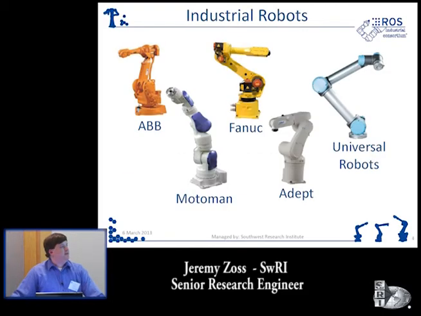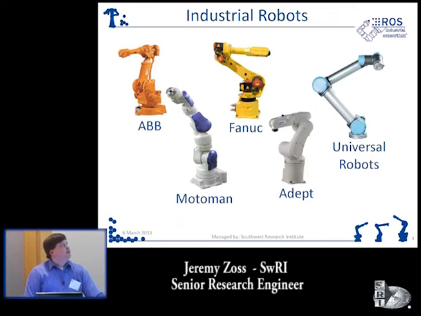So talking about hardware, first and foremost, what kinds of robots can I use with ROS? Currently we have drivers for 5 different robot manufacturers: ABB, Fanuc, Motoman, Adept, and Universal Robots. For each of those robots, we have a couple of models that we've built the configurations for and done testing, and we know that they work. If you have that specific model, then it really is just download the software and start using it.